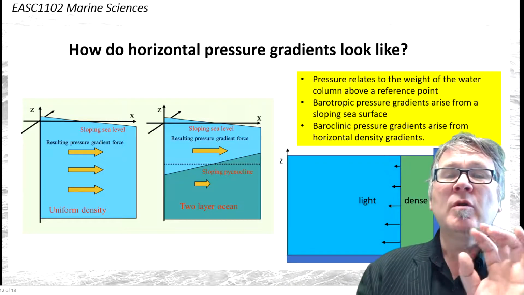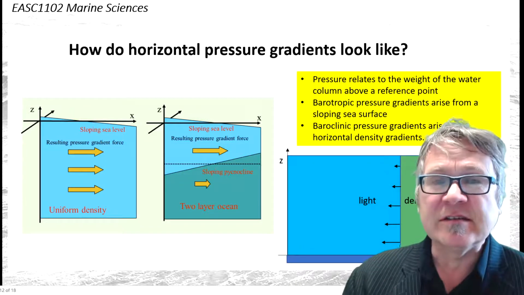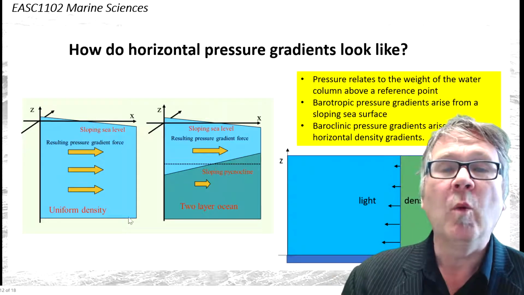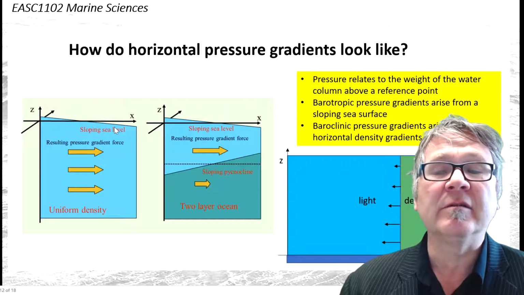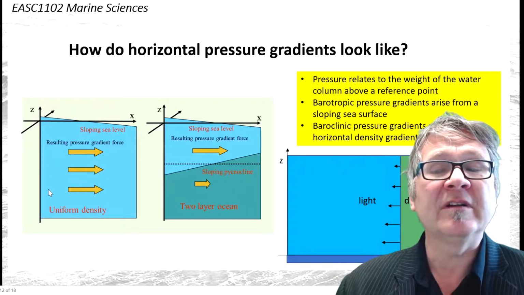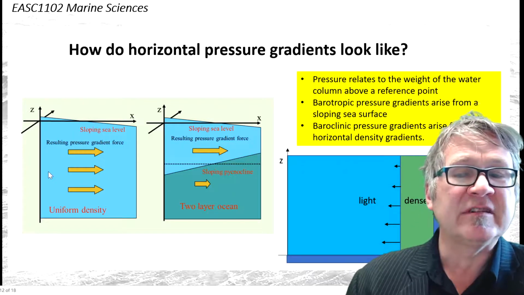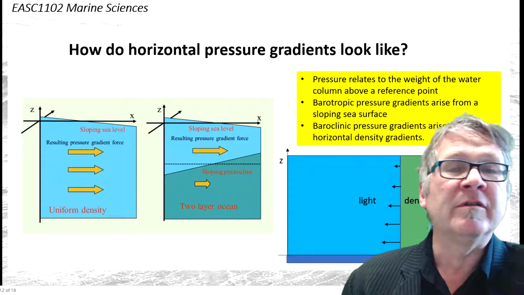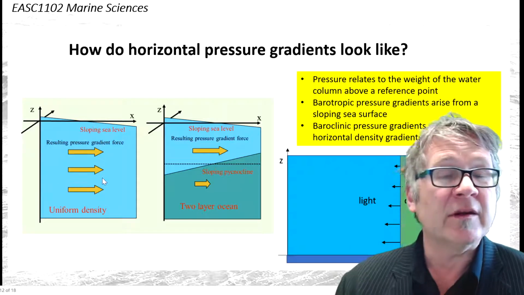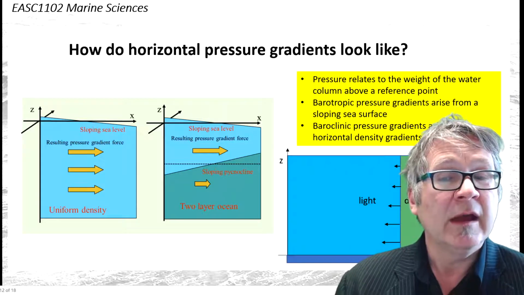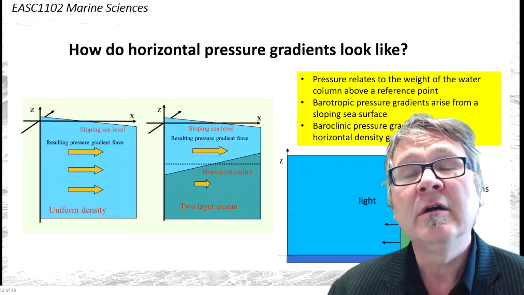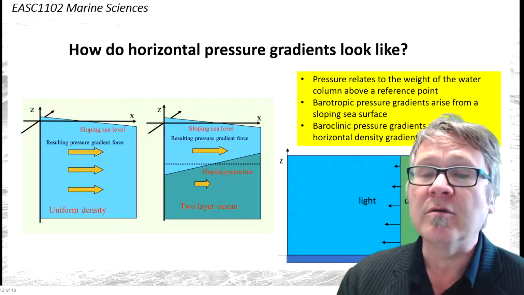So there are two processes or two features that create horizontal pressure gradients. One is you have a sloping sea level or sea surface. So you have more water on one side at a certain reference depth compared to a different location at the same horizontal, at the same depth. You can see that. And this situation initiates a horizontal pressure gradient, which then becomes controlled by the Coriolis force.